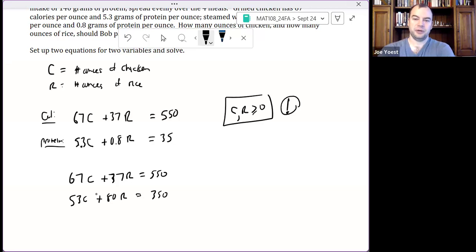Now you might say, well, wait, doesn't this mean that he's going to get 350 grams of protein now? Well, no, we just multiplied everything by 10. This is going to have the same solution set as the original two equations. We've just massaged it into a form that's a little easier for us to work with mathematically.